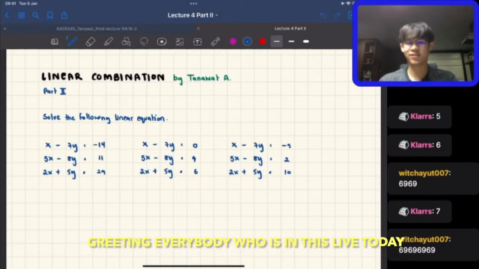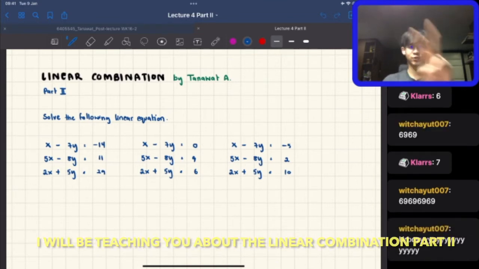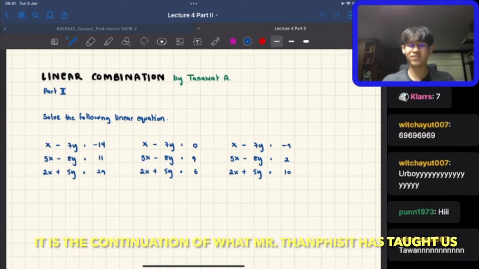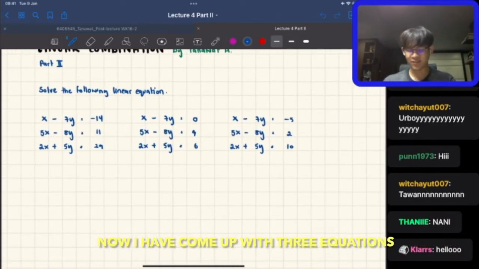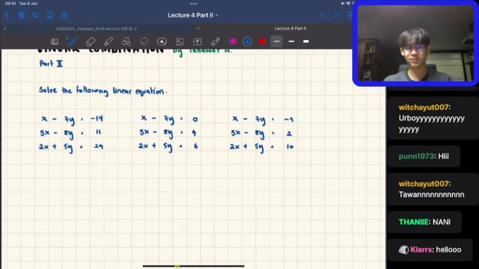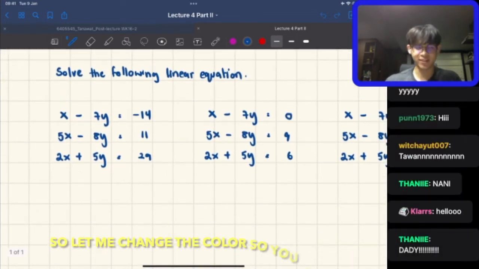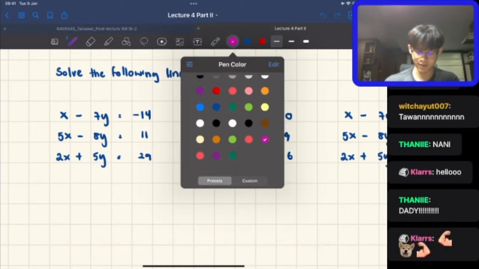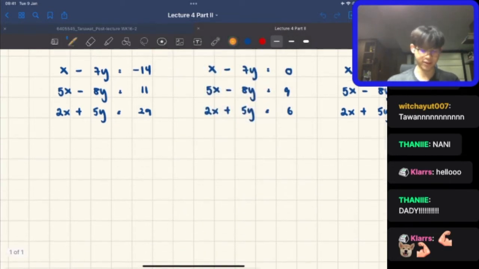So, hello everybody. Today I will be teaching linear combination part 2. Okay, so it's the continuation of what Thanphisit has taught us. So now I have come up with 3 equations. So let's do it. First, solve the linear equation. Let me change the color so you can differentiate what I write on the screen. Let me go for orange.